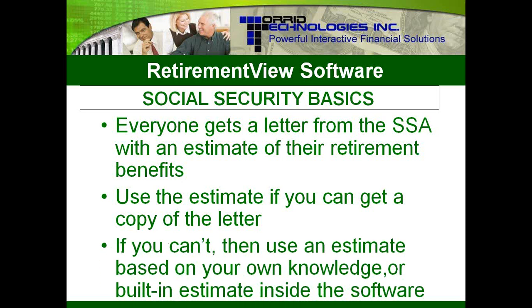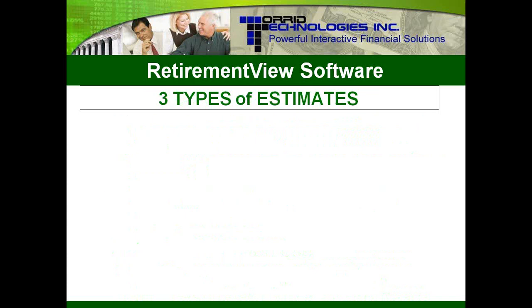If you can't get a copy of the letter, or it's a first meeting and you don't have any documents or they can't find it, then my second suggestion is use an estimate based on your own knowledge. A lot of advisors I talk to have met with a lot of clients about their financial picture, and they have a feel for some approximation of what kind of Social Security they'll get based on their client's income. Always be conservative. Or you can use a built-in estimate inside the software. We'll talk about that shortly.